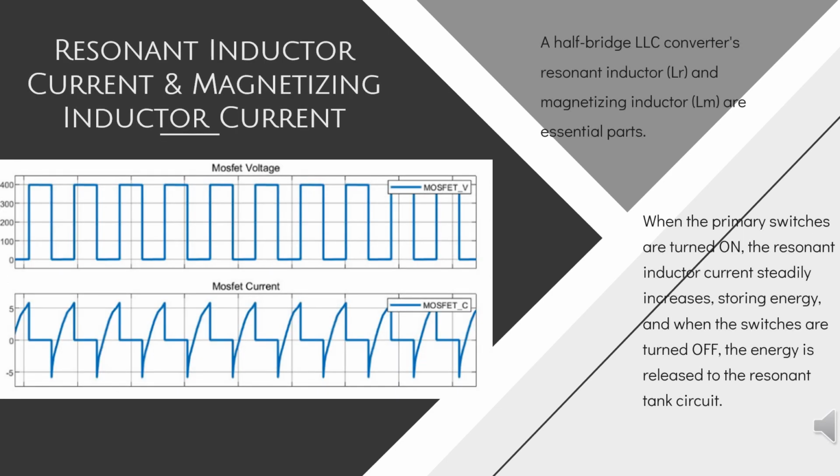This graph shows the behavior of resonant inductor current and magnetizing inductor currents, which are very important for energy storage and transfer. During the on state, the resonant inductor current steadily accumulates energy, subsequently releasing it to the resonant tank circuit during the off state. The current waveform exhibits a characteristic sinusoidal curve, which demonstrates their crucial roles in the conversion process.